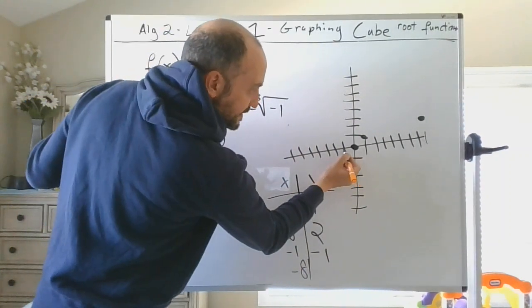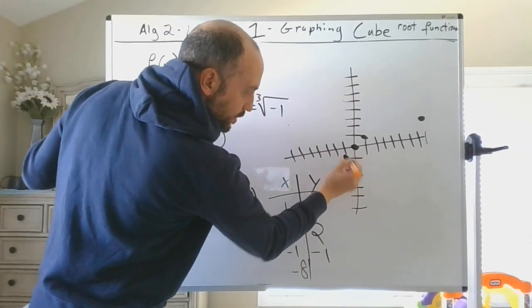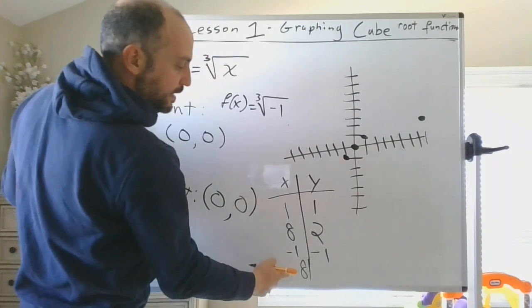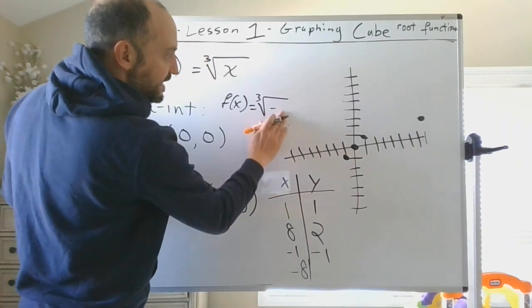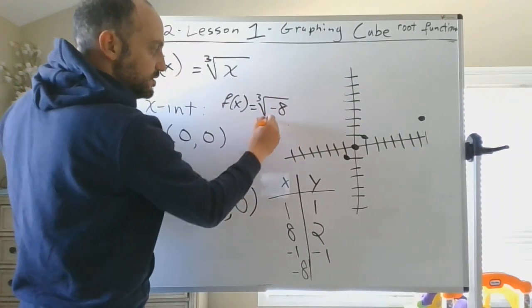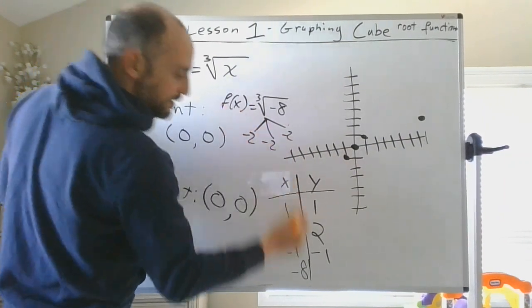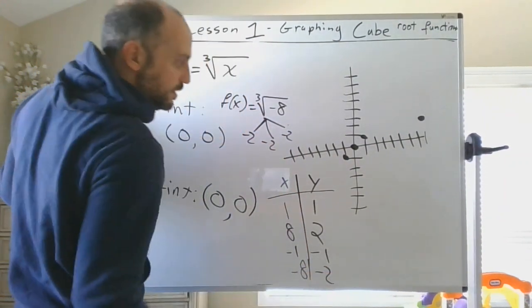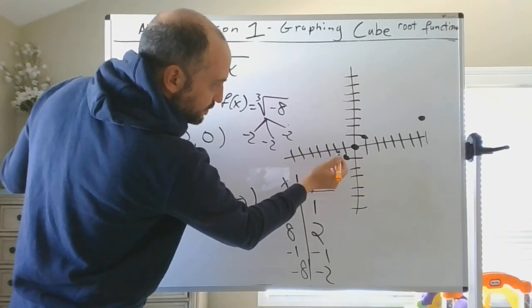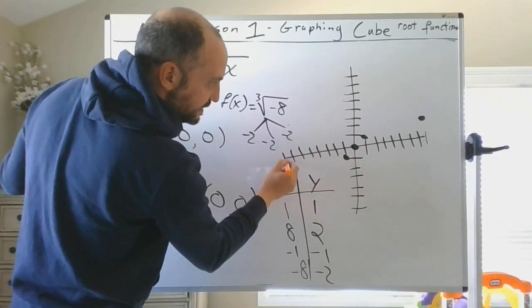Let's do that. Negative 1, negative 1. Good. We graphed that one too. Let's plot this last point. So negative 8, the cube root of negative 8 is going to be, let's see, that's negative 2 times negative 2 times negative 2. Yes. So it's negative 2. So negative 8, 1, 2, 3, 4, 5, 6, 7, 8, and negative 2.